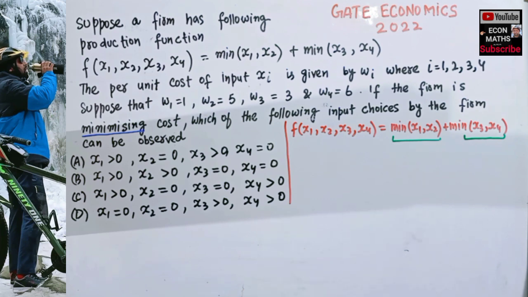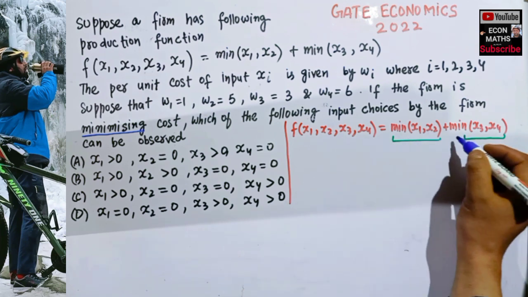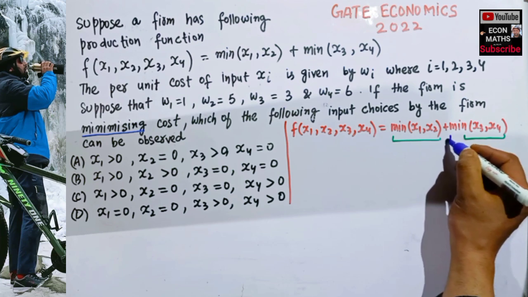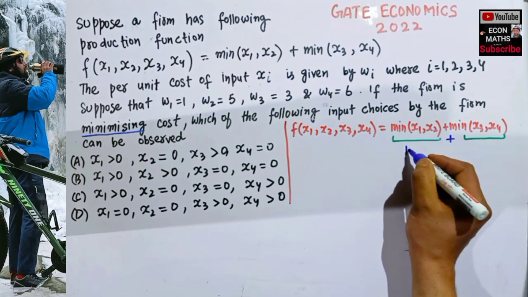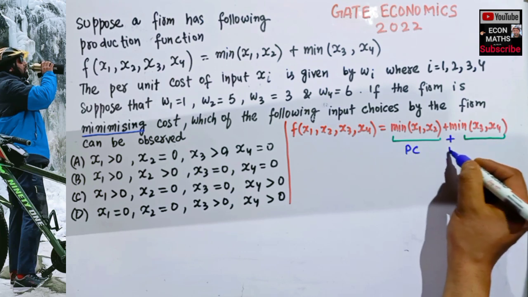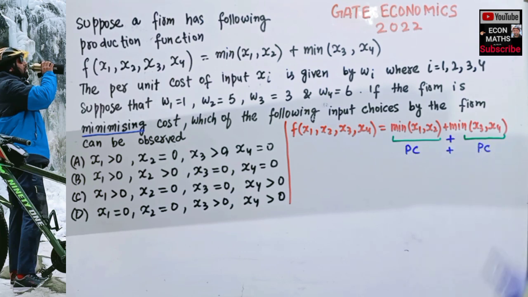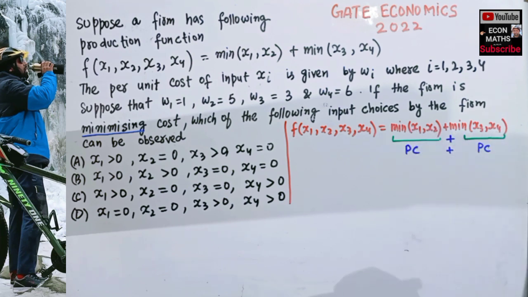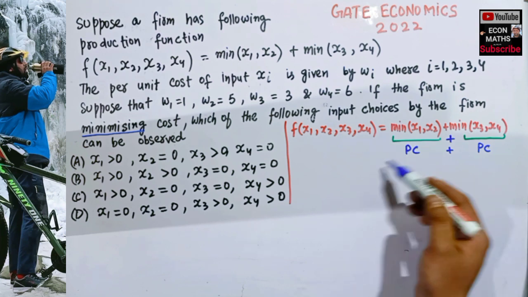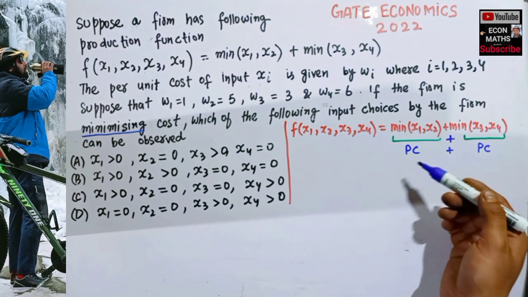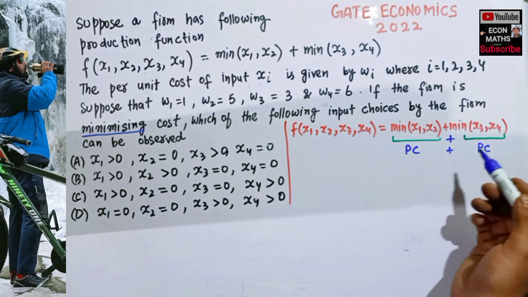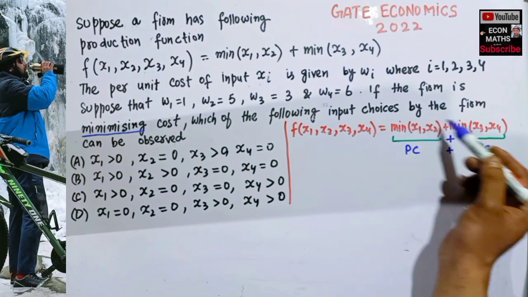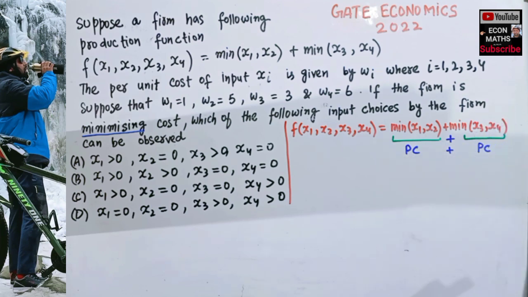But this production function jointly is a perfect substitute production function. So we have one perfect complement here, and again here we have another perfect complement. These two goods are perfect complements of each other, and these two goods are perfect complements of each other, but together they jointly represent a perfect substitute production function. So this function and this function are perfect substitutes of each other. I will also explain it with an example at the end of this video.